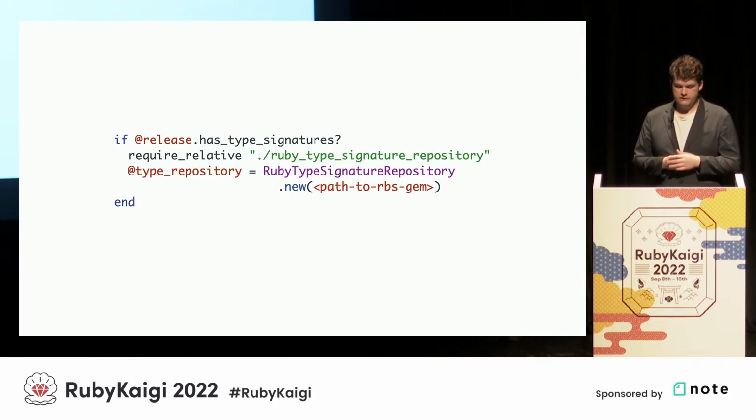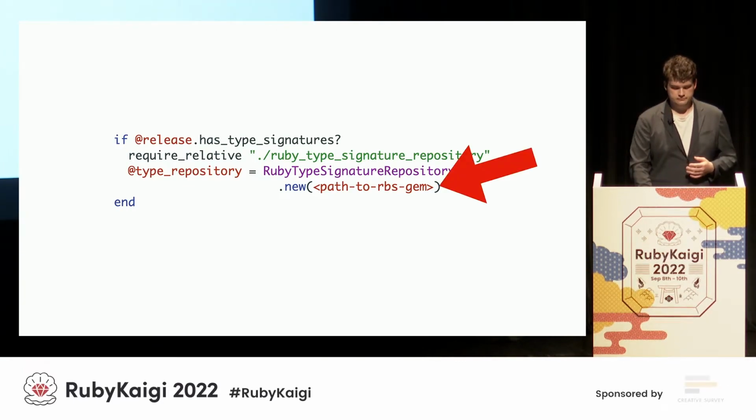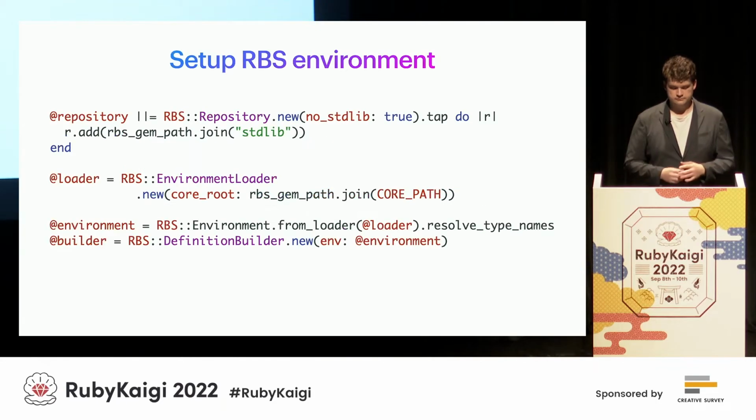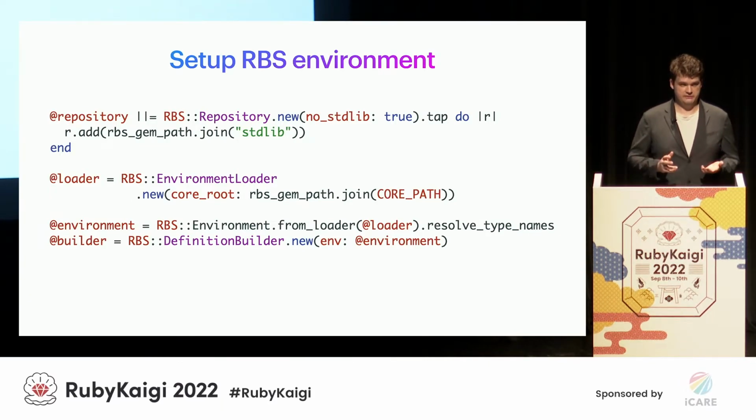Next, if the version of Ruby that's been imported into Ruby API has type signatures available, we'll localize that and encapsulate all the RBS functionality. The argument you see being passed in is the path name to the folder that contains the extracted RBS gem from the previous slide. This class's main role is to set up an RBS environment, similar to how we create an RDoc environment. This will allow Ruby API to look up type signatures from the downloaded copy of Ruby source.